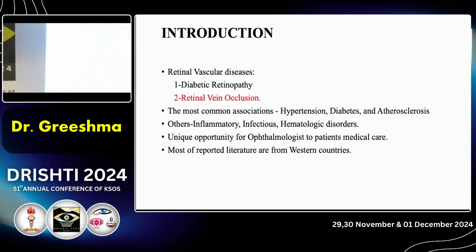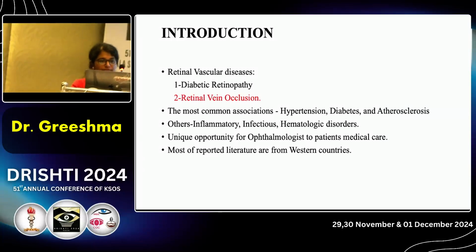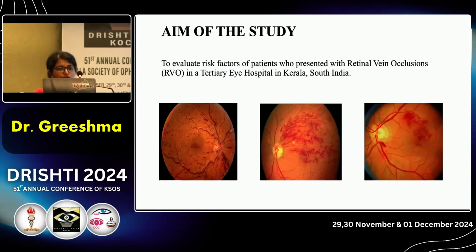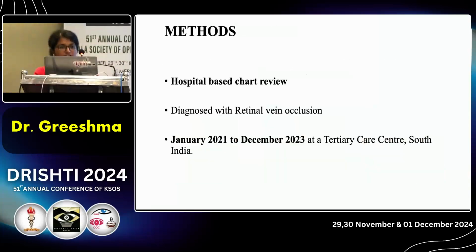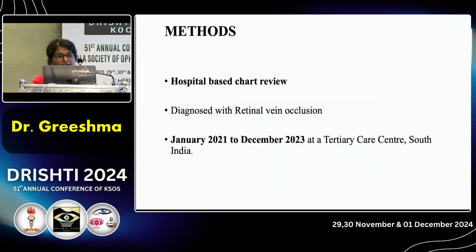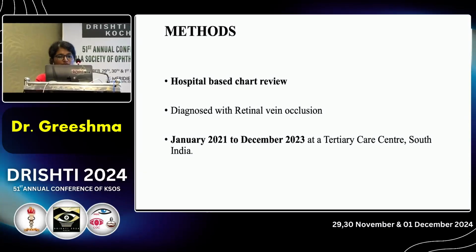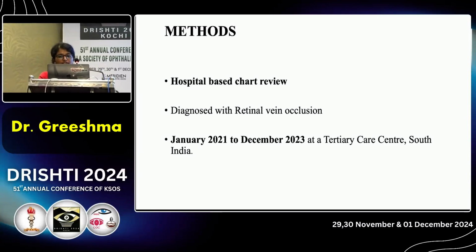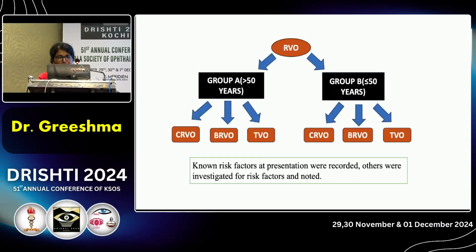Most of the reported literature are from Western countries. Our Indian subcontinent has limited number of literature. Aim of the study is to evaluate risk factors of patients who presented with retinal vein occlusions in a tertiary eye hospital in Kerala, South India. The study design is hospital-based chart review, and the study population is all patients who are diagnosed with retinal vein occlusion, and the study duration is from January 2021 to December 2023 at a tertiary care center, South India.